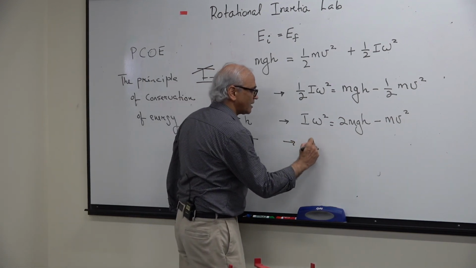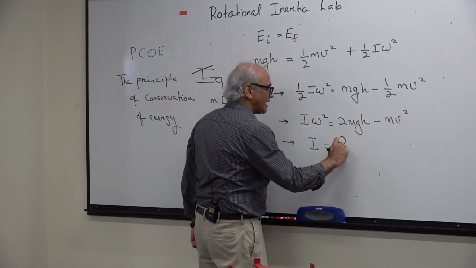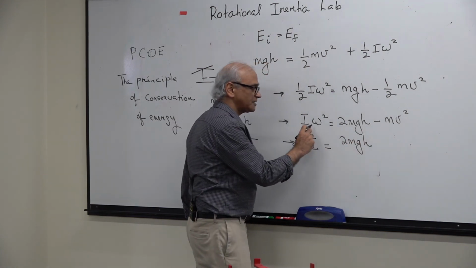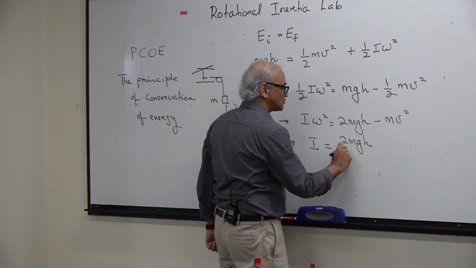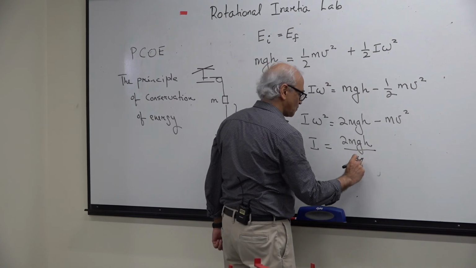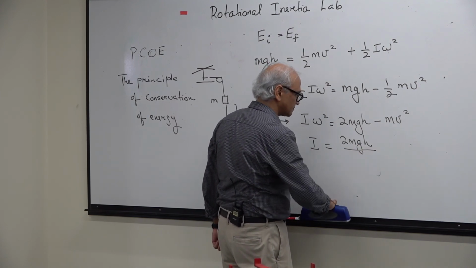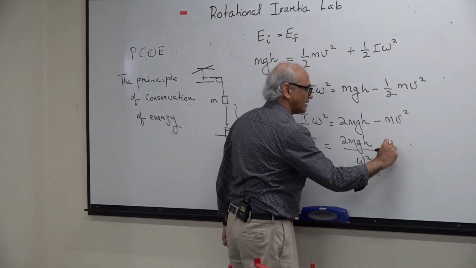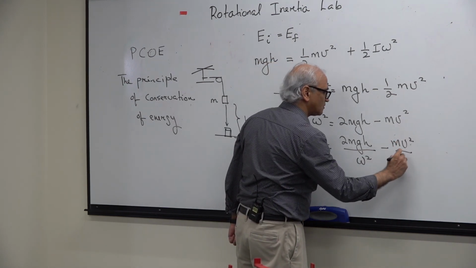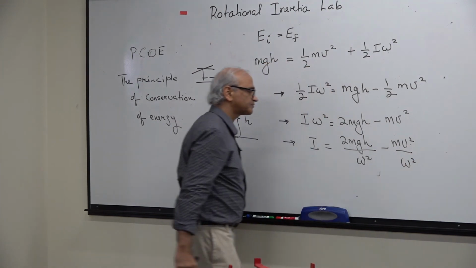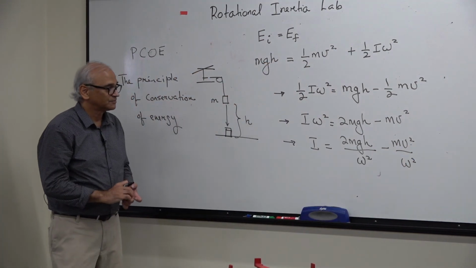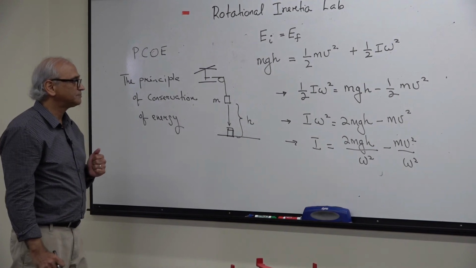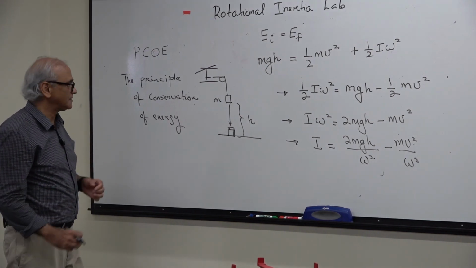Then I isolate I completely. Anytime you want to solve anything, just isolate the term that you want. So 2mgh over omega square minus mv square over omega square. All right. So that's your first step. And then you say, well, I don't know what omega is.